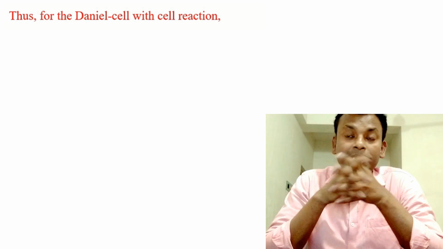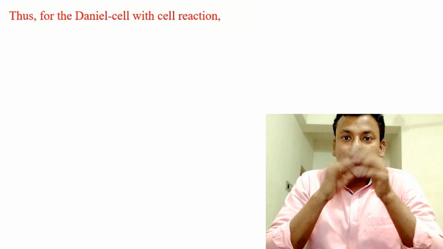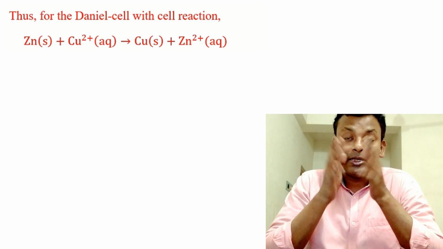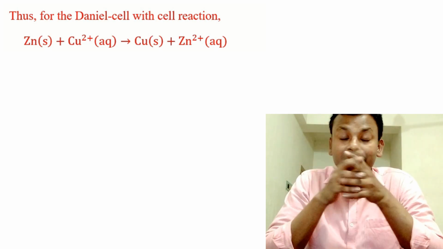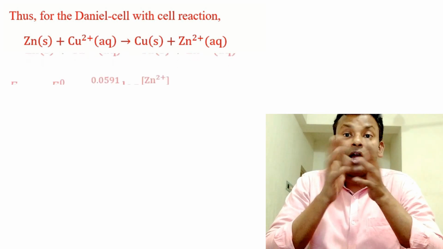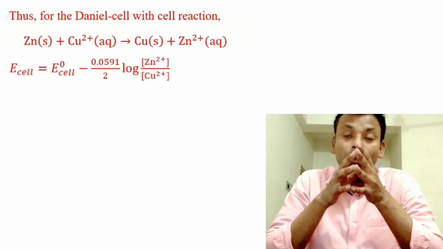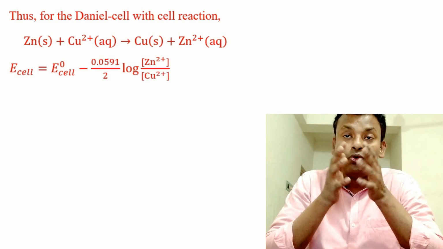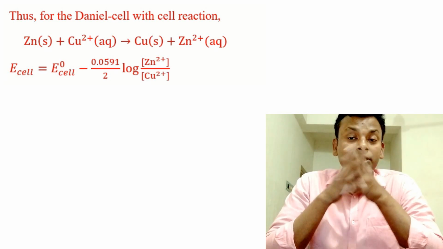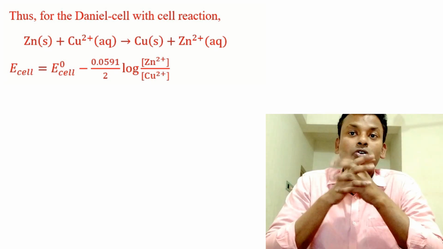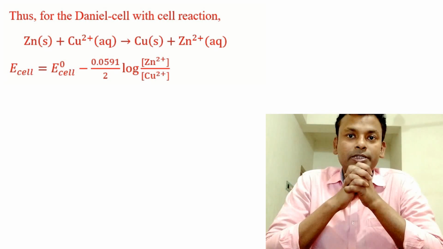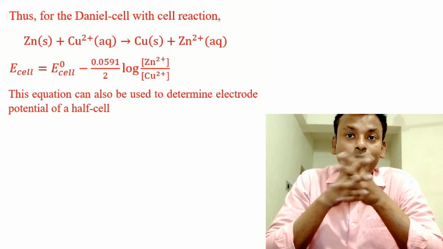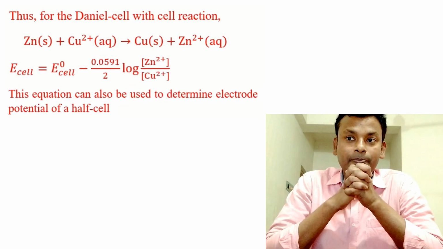Thus for the Daniell cell with cell reaction Zn solid plus Cu2+ aqueous gives Cu solid plus Zn2+ aqueous, the Nernst equation is E cell equals E0 cell minus 0.0591 by 2 log concentration of Zn2+ by concentration of Cu2+. This equation can also be used to determine the electrode potential of a half cell.